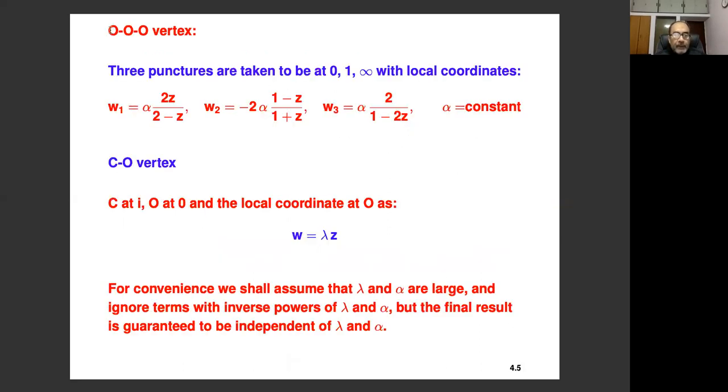So let's start with the triple open string vertex. In my convention, O will denote open string, C will denote closed string, and the closed string will always refer to the external closed string tachyon, because there are no internal closed string states anywhere.